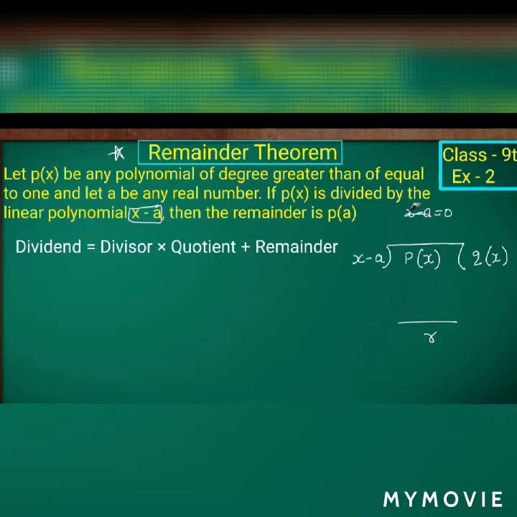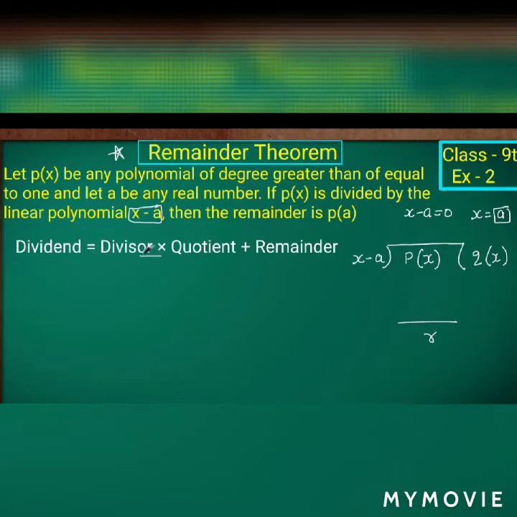In the previous discussion, the highest degree expression we took as the dividend, and the least degree expression we took as the divisor. But here the divisor is the linear polynomial, that is x minus a. We have to take the divisor as x minus a and p of x as the dividend, and obviously we will get some remainder.